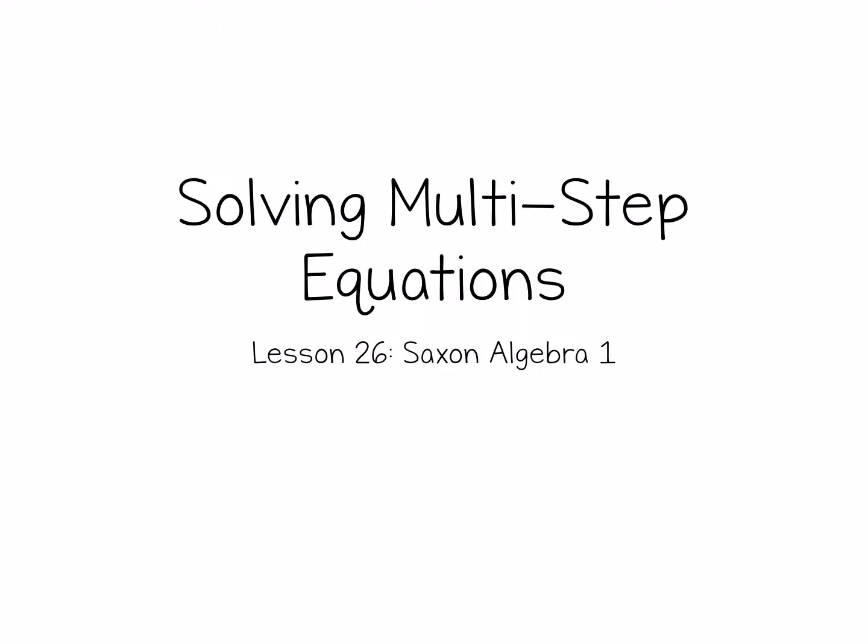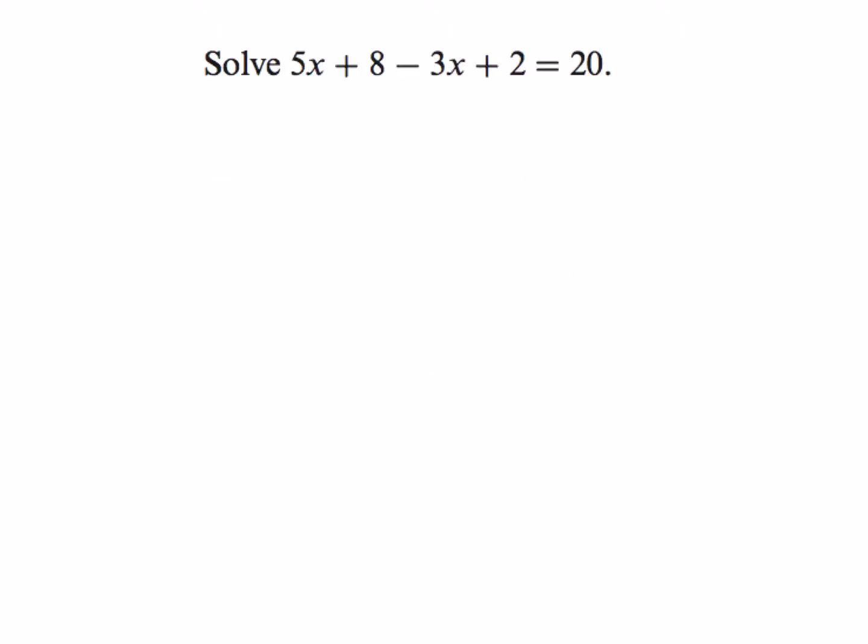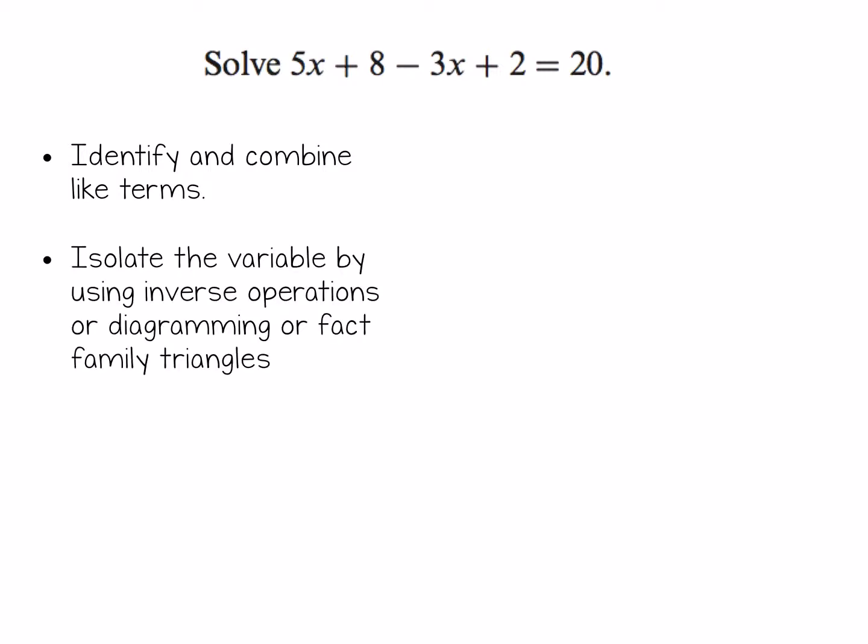Solving multi-step equations. Here's an equation with one variable, x. In order to solve for the variable, we're first going to identify and combine the like terms. Then we'll isolate the variable, we'll solve the equation, and we'll check our solution. So let's look at the first step.